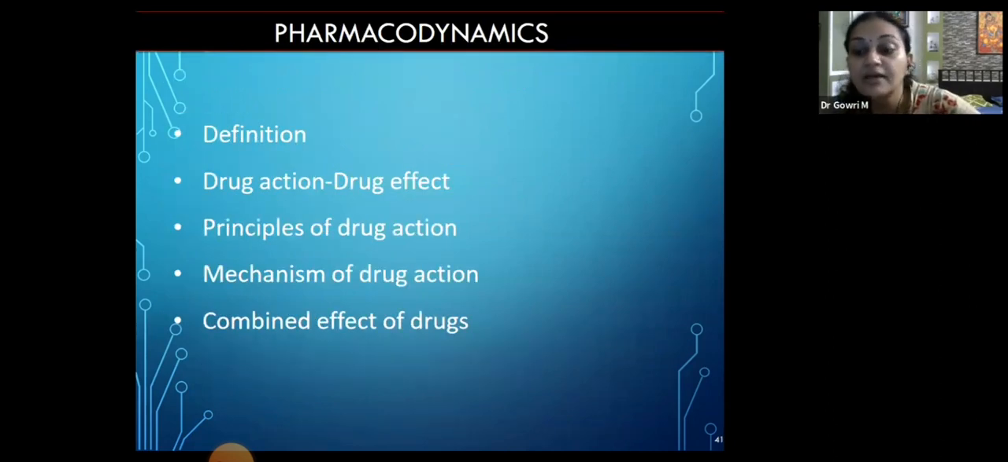Next, regarding the pharmacodynamics of a particular drug, what we are going to do is analyze drug action and drug effect. The principles of drug action, mechanism of drug action, and combined effect of drugs are going to be evaluated in pharmacodynamics.